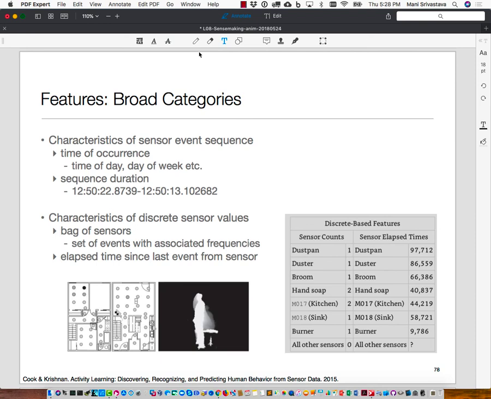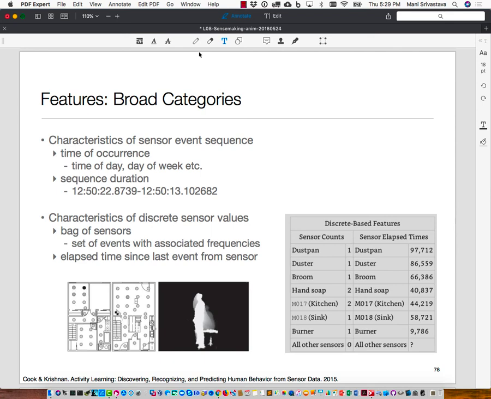So for that particular trace, you had counts for the different sensors, so duster, room, hand soap, motion sensor 17, 18, burner, and stuff like that, and we basically get the frequency. That essentially becomes a vector for you. And remember we are after complicated activities which span multiple time windows, so this gives us a good sense.